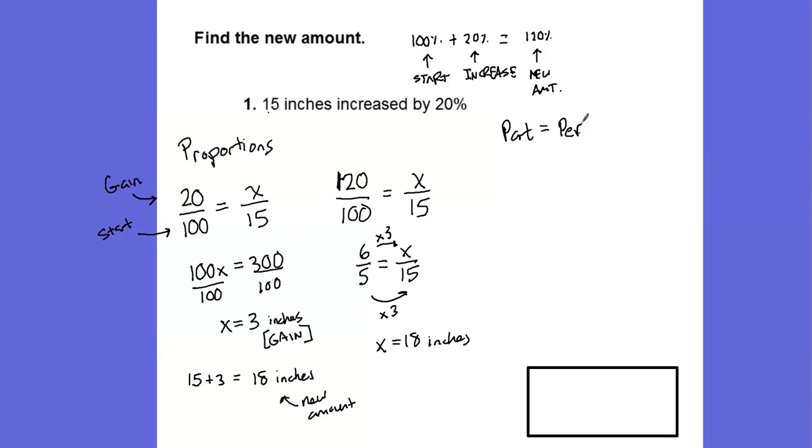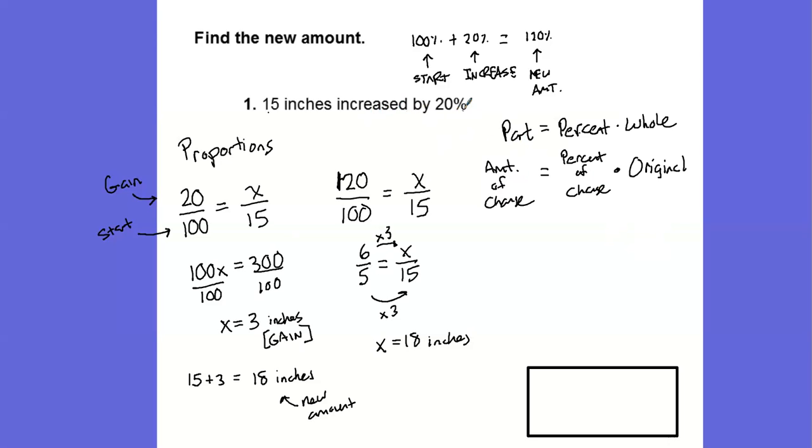My part is equal to some percent of my whole. But now that I'm dealing with the percentage of increase, I know that my percentage of change multiplied by what I had originally would equal my amount of change. All right, so let's try this.